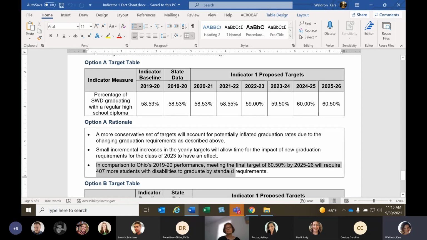Because I know it feels very arbitrary to say, well, we want to get to 60.5%. That sounds pretty good, right? What does that actually mean? What that means is it would require 407 more students with disabilities statewide to graduate by standard requirements, compared to where we are now. So to get from where we are now to where we want to be in option A in 25-26, 407 more students statewide to graduate by standard requirements.